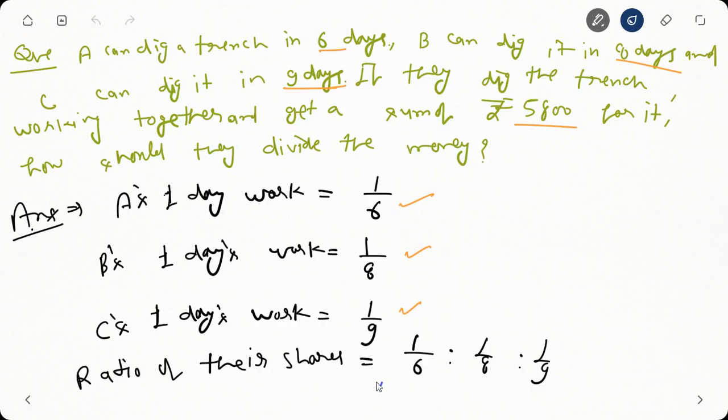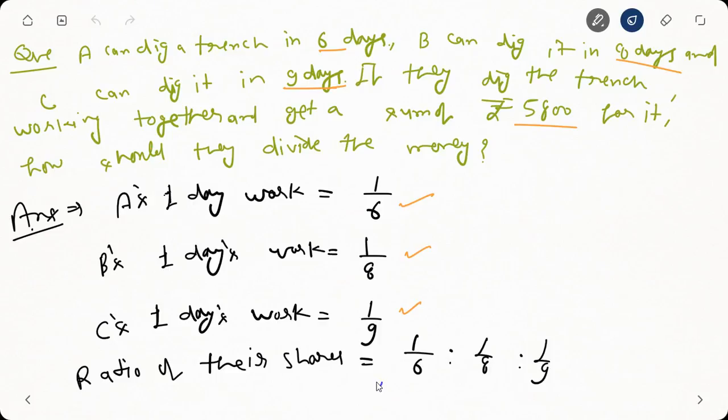Okay, so we were discussing time and work. Moving to the next question: if A can dig a trench in 6 days, B can dig it in 8 days, and C can dig it in 9 days, and they dig the trench working together and get a sum of 5800 rupees for it, then how should they divide the money?